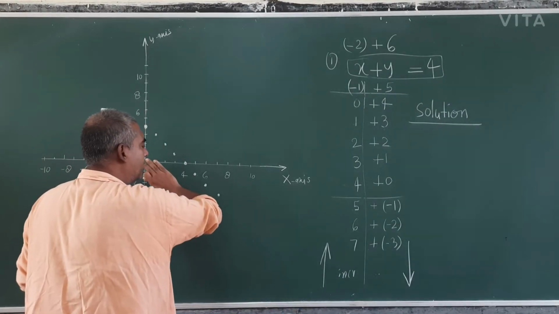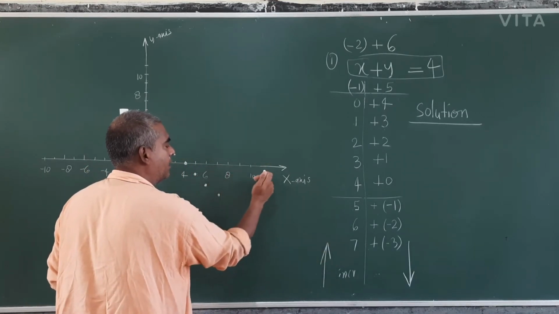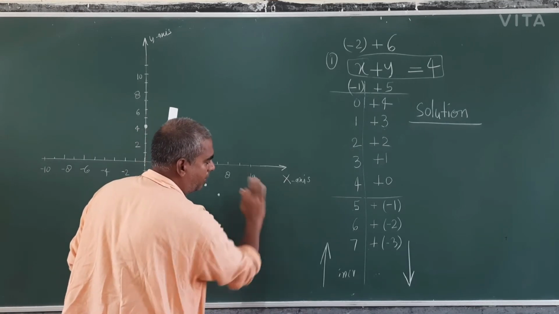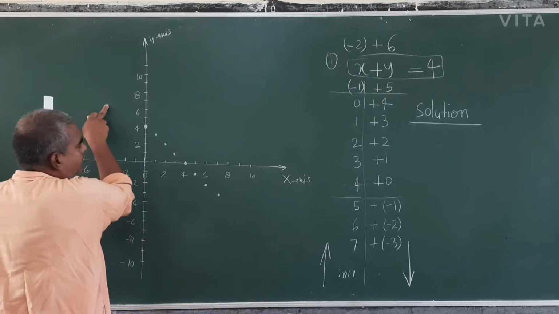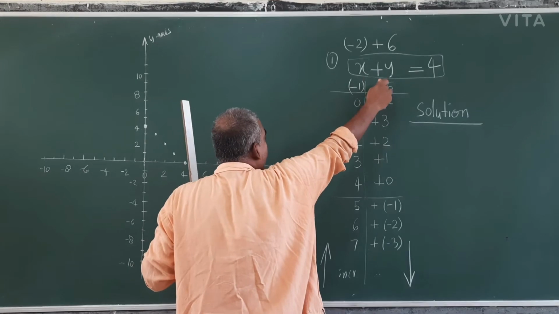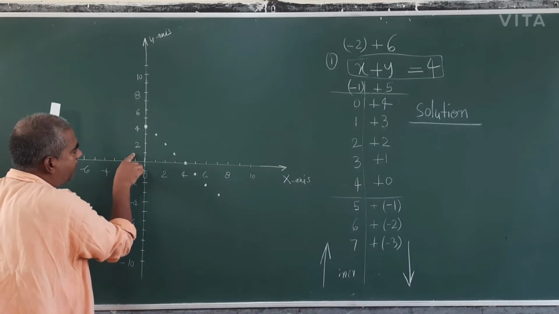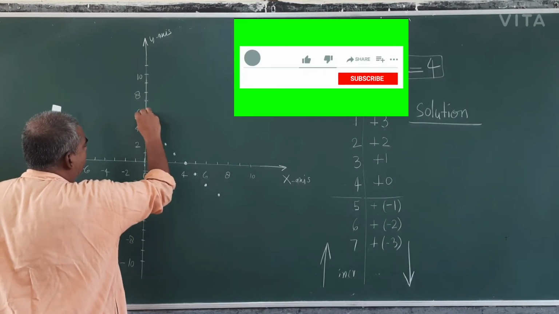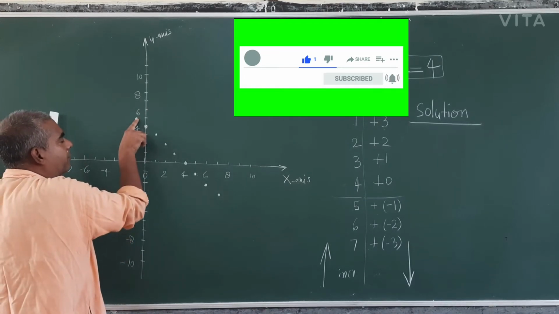As you increase this number 7, 8, 9, 10, y value will be decreased. So this point will come down, more come down. You increase, that will be decreased. Come on here. When x is equal to minus 1, y value 5. So this is x value minus 1, y value 5.